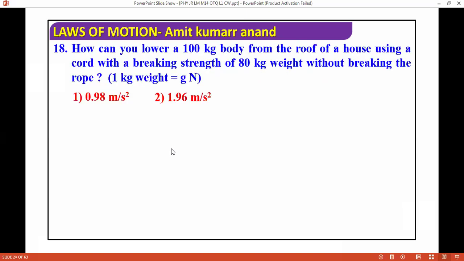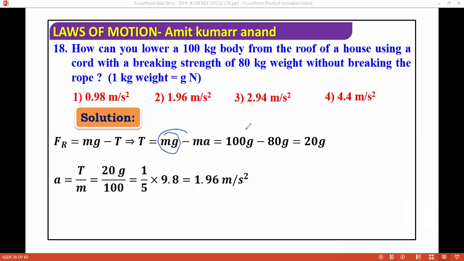How can you lower a 100 kg body from the roof of a house using a cord with a breaking strength of 80 kg without breaking the rope? So the total mass of the body is 100 kg. Because of mg, it will come to 100 g, where g is 9.8 or 10.